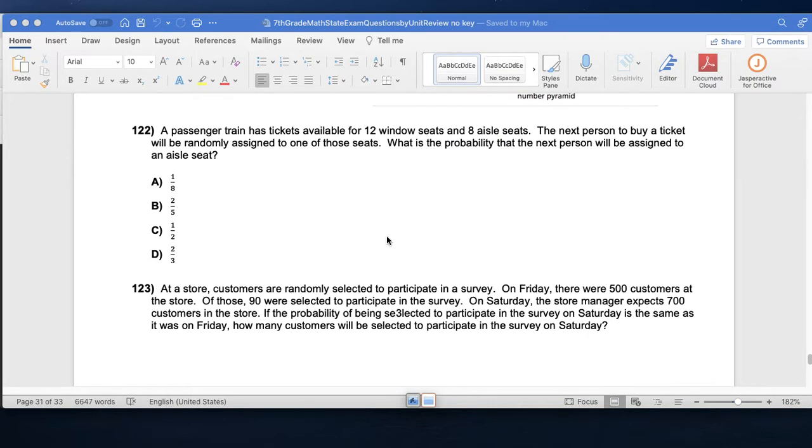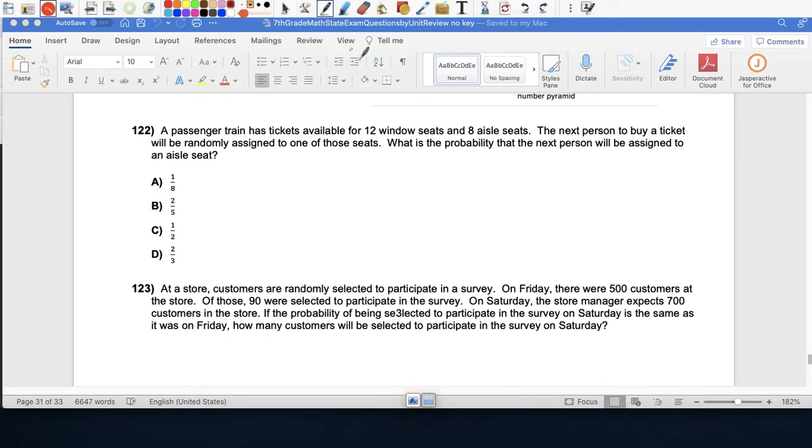122. A passenger train has 12 window seats and 8 aisle seats. The next person to buy a ticket will be randomly assigned. What's the probability the next person will be assigned to an aisle seat? Well, there's 20 seats and 8 of them are aisles. So the probability of getting an aisle seat is 8 out of 20, or if you simplify, divided by 4, 2 out of 5. There we go. You have a 40% chance of getting an aisle seat.